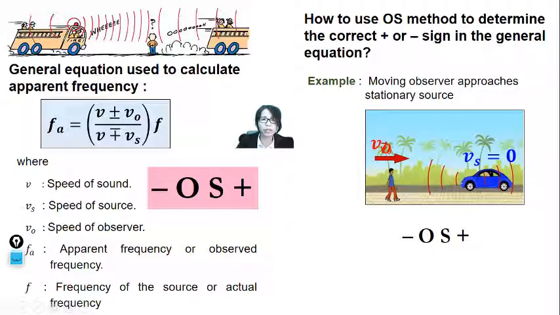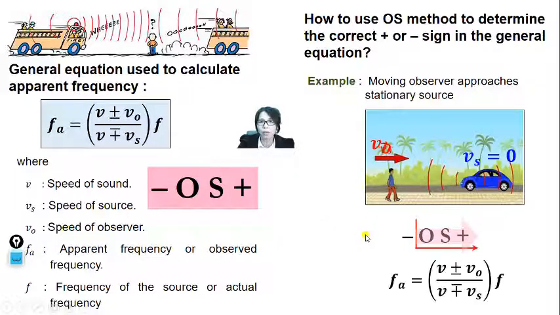So refer to the general equation, this one. How am I going to get the correct sign, plus or minus, for this situation? So I'm going to use OS. We notice that our observer is approaching the source. So I draw from the observer towards the source. So I'll get a plus sign for the speed of the observer.